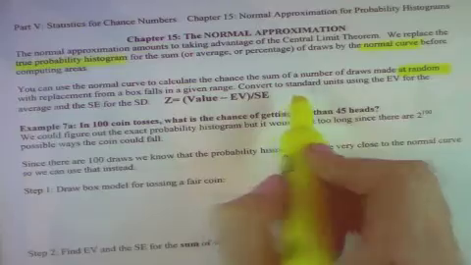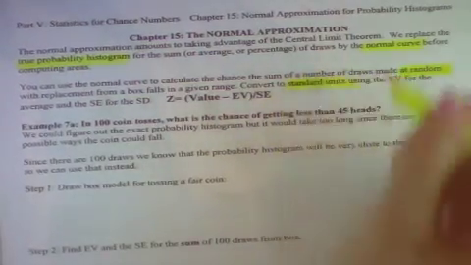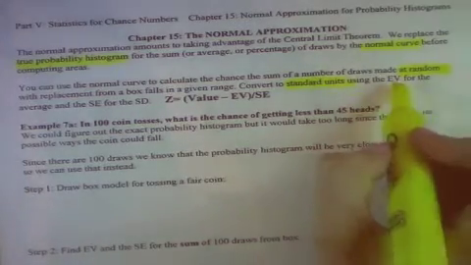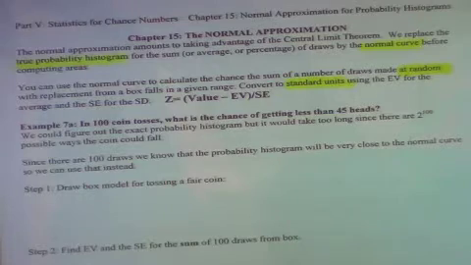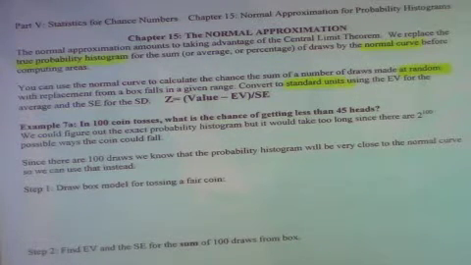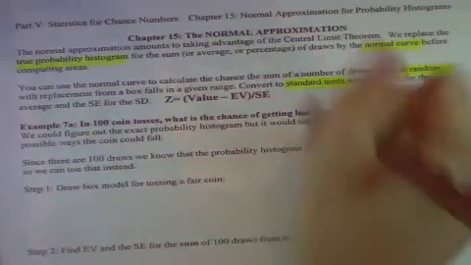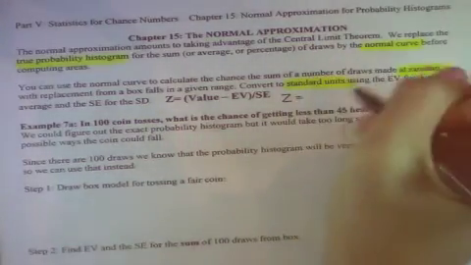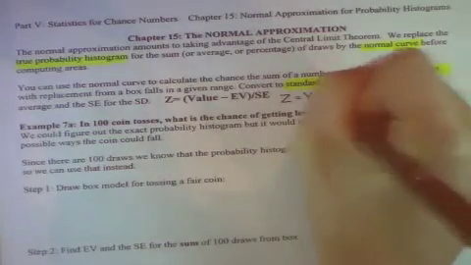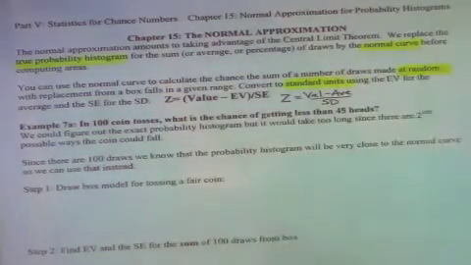Convert to standard units. This is just like the number one golden rule in statistics. Convert to standard units using the EV for the average and the SE for the SD. So this is nothing new, right? Remember what we were doing before? How did we used to convert to a z-score? What was our old z formula? Value minus average over standard deviation. That's like exam 1, right?